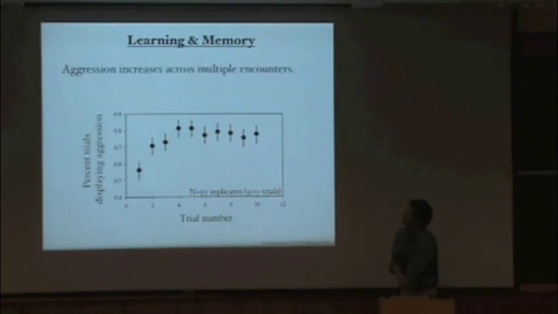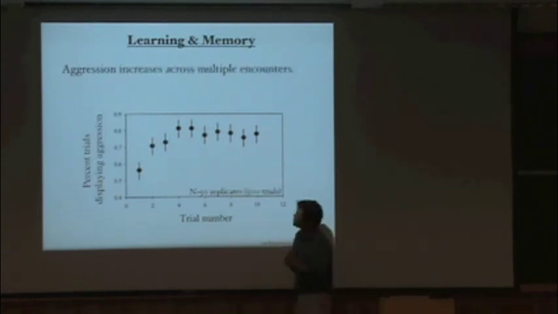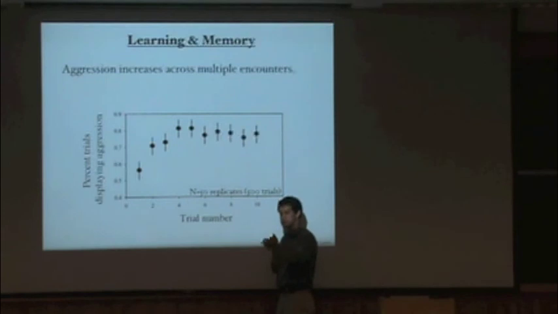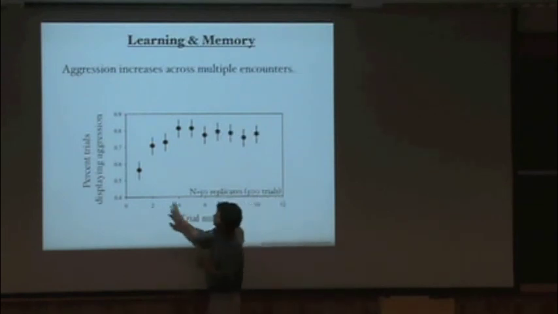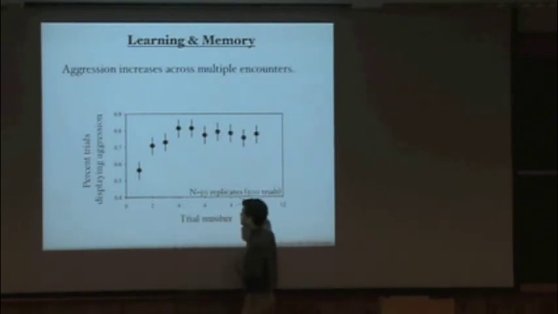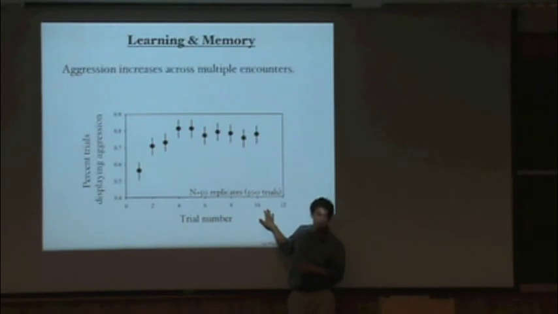Okay, so how does this change if Argentine ants encounter ants from a different colony more than just one, more than just a second time? These data are from a follow-up experiment we did where we took individual ants and then paired them repeatedly against other ants from a different colony, right? And so on the x-axis here, we have the number of trials, the number of times an ant was encountering an ant from a foreign supercolony.